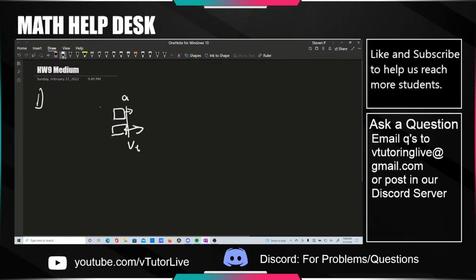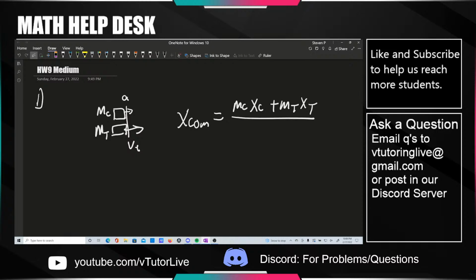Okay, I'm going to do this without using specific numbers for the most part. If this is the mass of the car and this is the mass of the truck, if I remember correctly, x of the center of mass is just going to be the mass of the car times x of the car, plus the mass of the truck times x of the truck, divided by the total mass, right? I hope I have not misremembered this. Seem good?